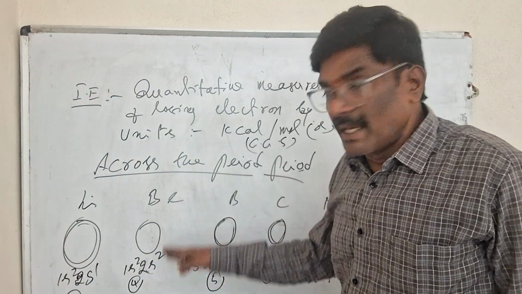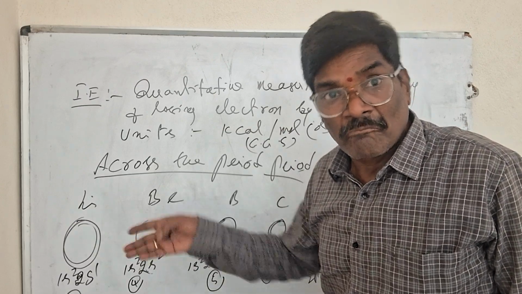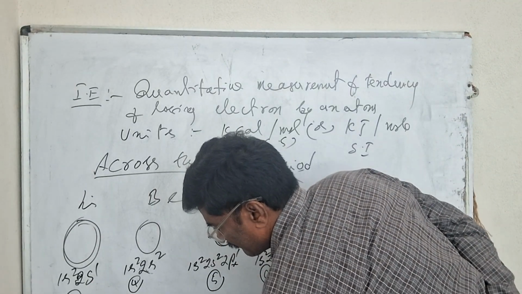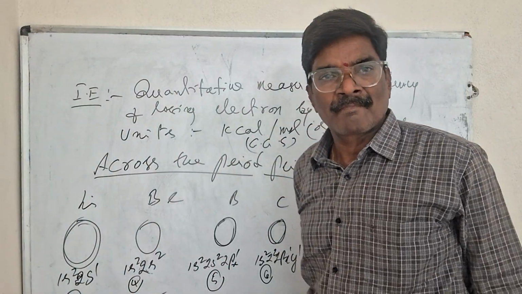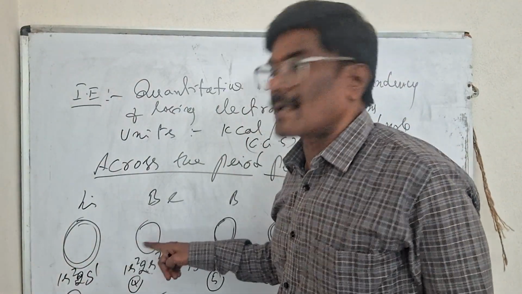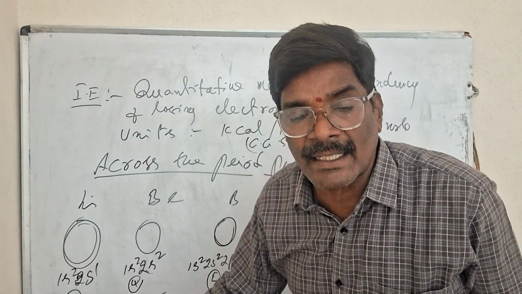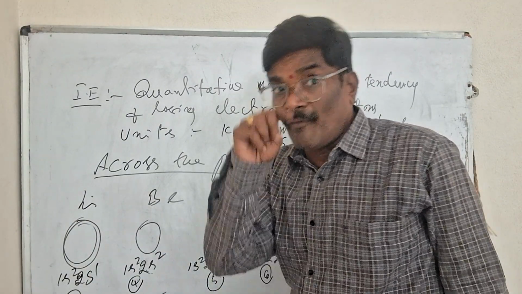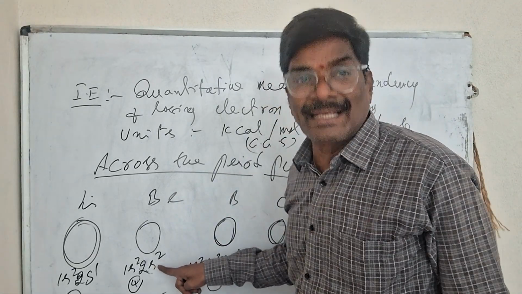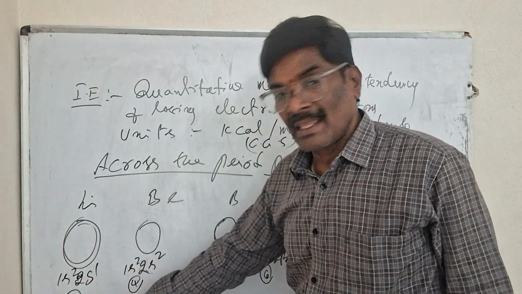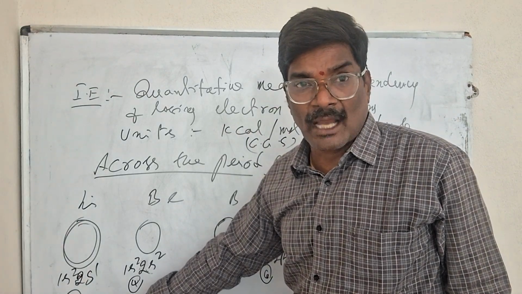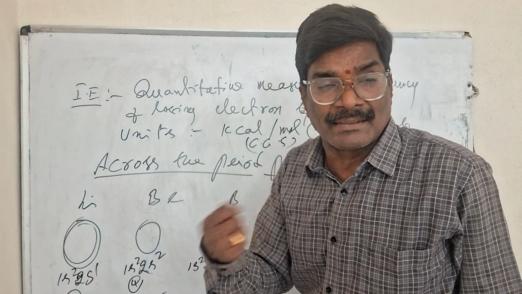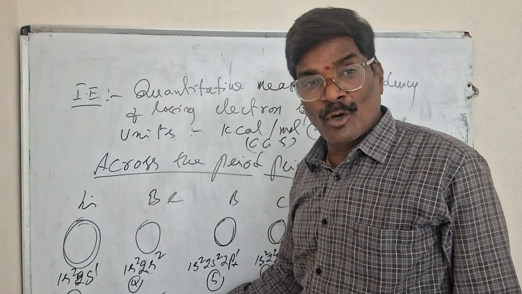When it comes to beryllium, it increases a lot. Its value is, you need not memorize it, roughly 890 kilojoules. Why? The reason is that the size has decreased. When the size is decreased, the IE value automatically increases. But here two factors are there. Here the 2s electrons are paired. In lithium, a single electron is easy to take out. But when electrons are paired, it is difficult to take out a paired electron. So from 520 it almost doubled.